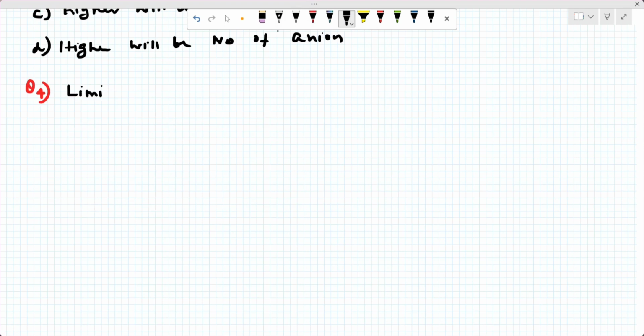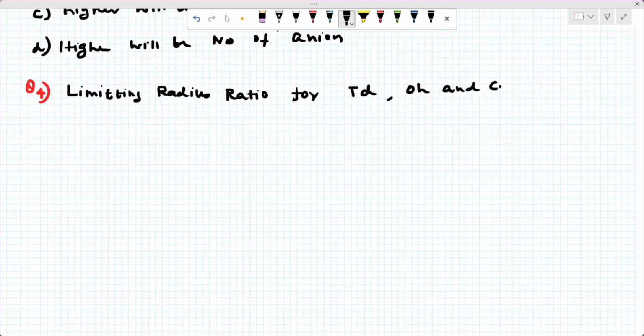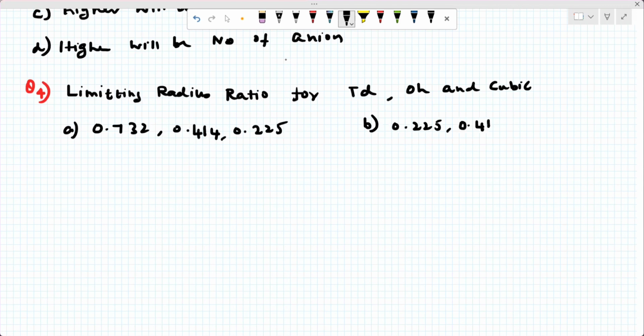This is the limiting radius ratio for tetrahedral, octahedral, and cubic. Okay. Option A, 0.732, 0.414, 0.225. Option B, 0.225, 0.414, 0.732. Simple, only logic.